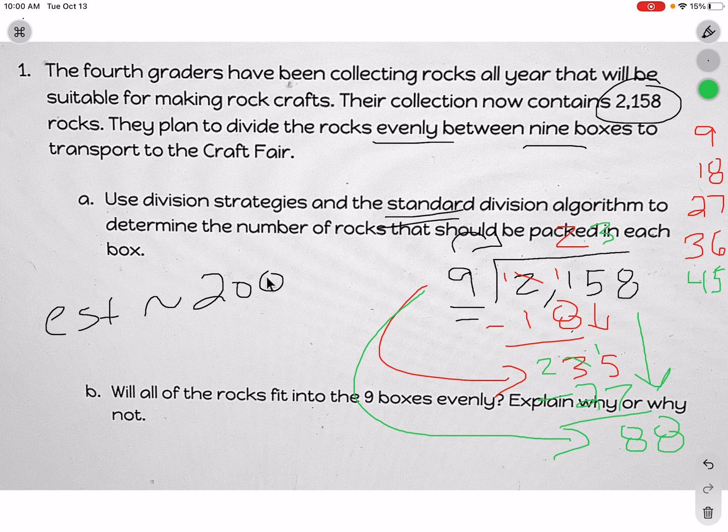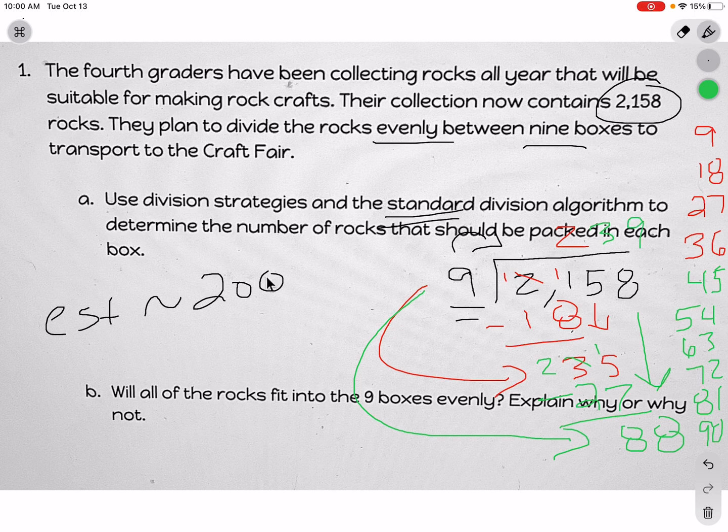So 9 times 5 is 45. 9 times 6 is 54. 9 times 7 is 63. 9 times 8 is 72. 9 times 9 is 81. And 9 times 10 is 90. Okay, so we know that 9 will not go into 88 10 times because that's 90. So it will go 9 times.